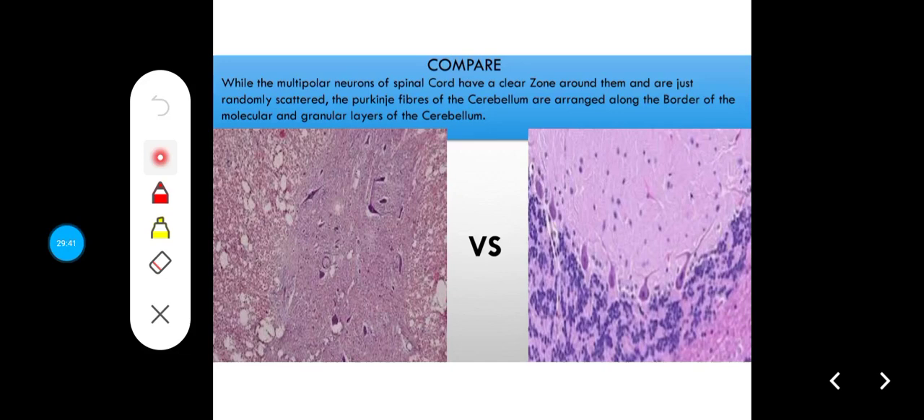So they are comparing the multipolar neurons of the spinal cord and the Purkinje cells of the cerebellum. Notice the Purkinje cell layer. Notice the flask-shaped cells. Can you notice it? At the margin of the molecular layer and the granular layer. The granular layer is densely packed, and then the Purkinje cell layer is at the border of the molecular and granular layer of the cerebellum, and then the molecular layer.